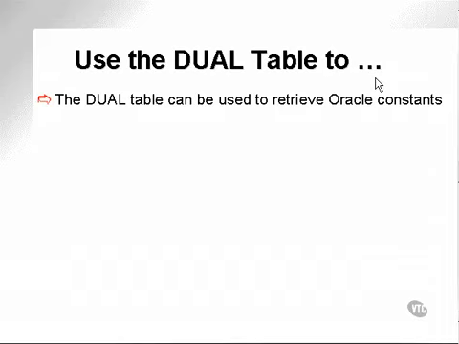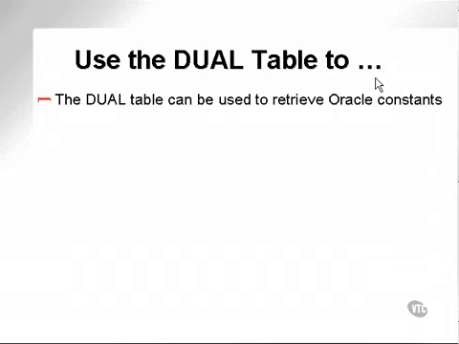What would you use the dual table to do? You would use the dual table to retrieve Oracle constants. A constant value is not stored in a table, but there are constants contained within Oracle that you can retrieve information from, such as the system date.